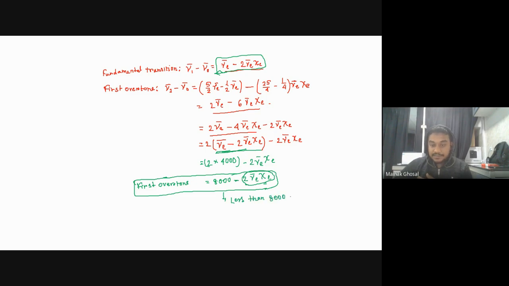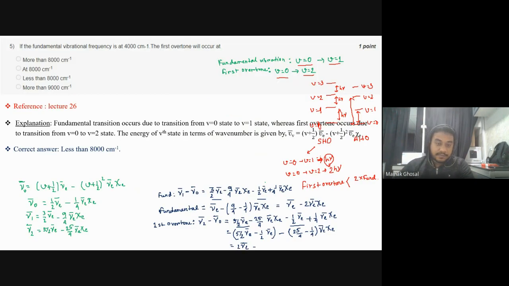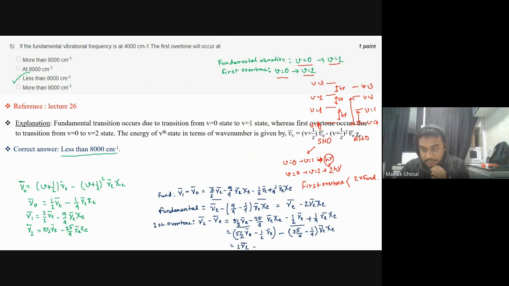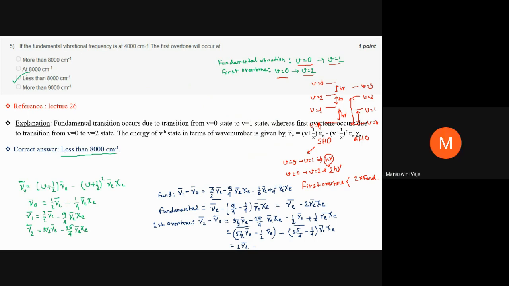How much less? It will be less by this factor 2 nu e bar chi. Okay. So this is your answer. Taking it here. So you understand all this, how I have derived this? Yes, sir. Okay.